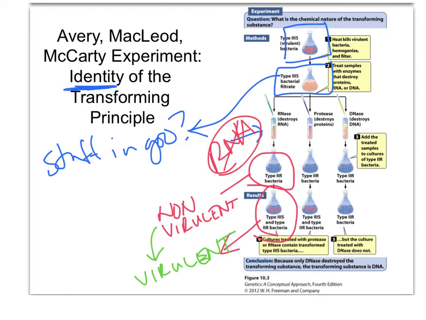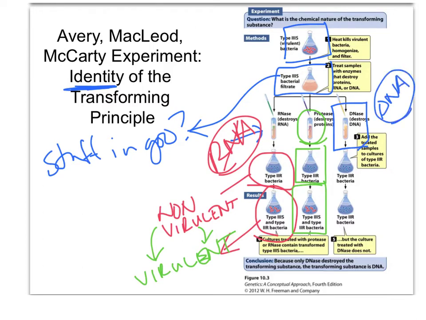In number 2, they decide to destroy all the proteins. Do the same thing, infect their bacteria, and what happens? Yes, again, non-virulent becomes virulent. If there's no proteins around and it still works, then it can't be the proteins doing that transforming principle. In their last set of experiments that we show here, they decided, what should we do? Let's destroy all the DNA.